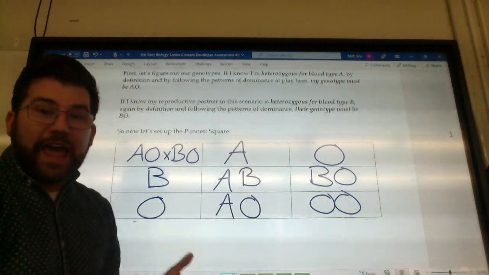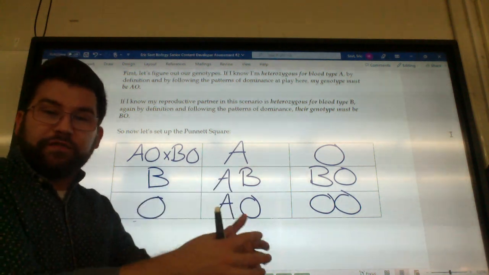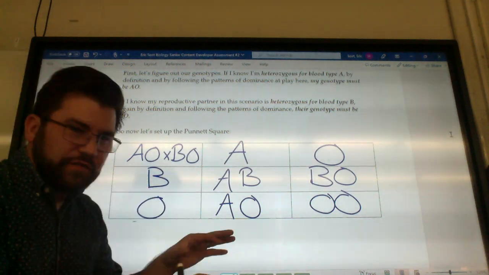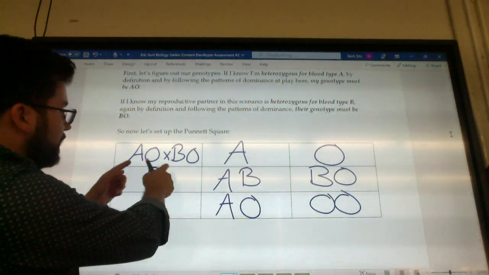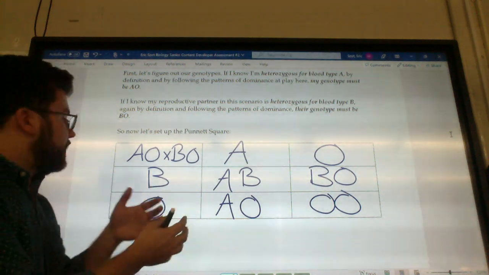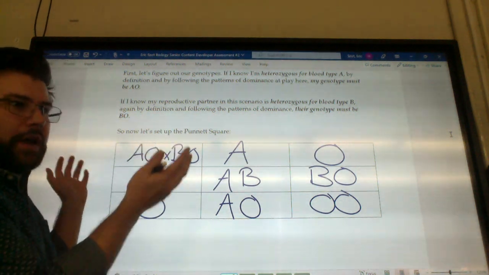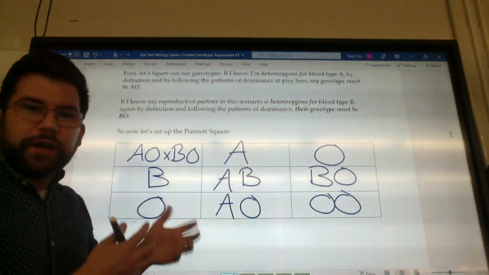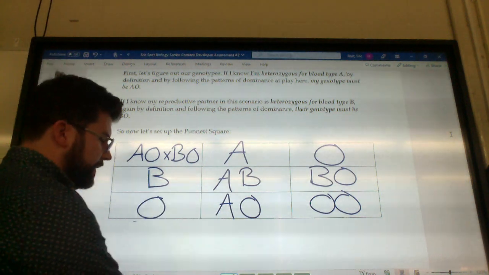So we actually see every blood type emerging in that F1 generation, that first generation of offspring. We see every possible blood type there coming from me as one reproductive partner and this other heterozygous B reproductive partner. So that's what you can predict, seeing where these multiple alleles are going to play out here.